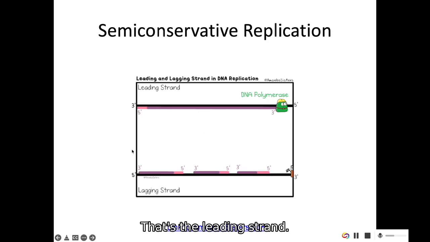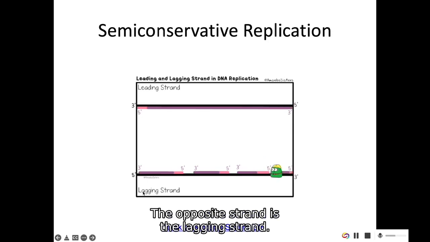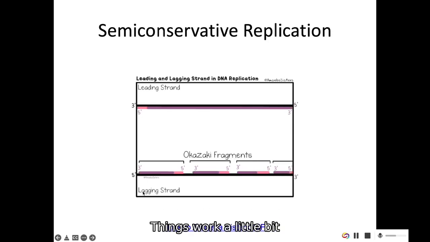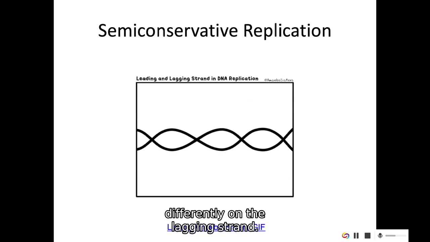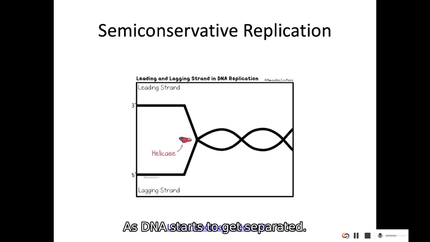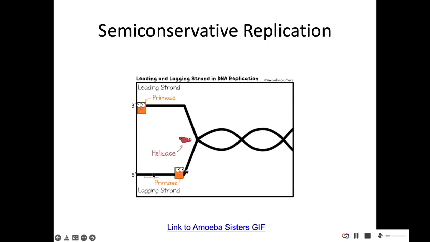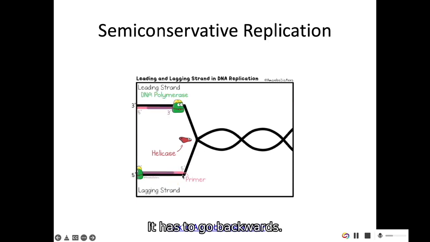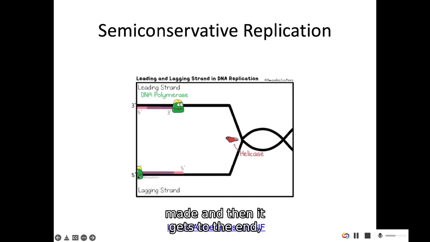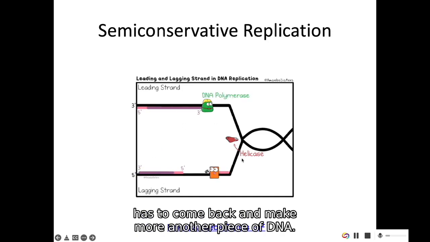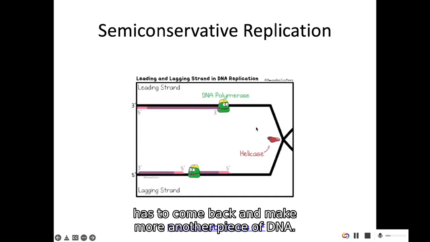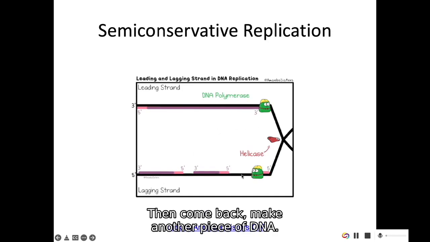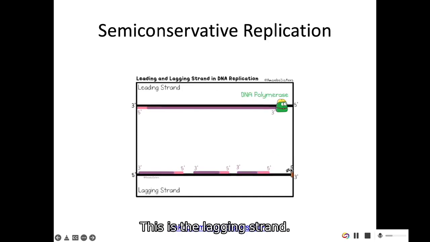That's the leading strand. The opposite strand is the lagging strand. Things work a little bit differently on the lagging strand. So as DNA starts to get separated, DNA can't copy itself in this direction. It has to go backwards. So you're going to have a backwards piece made, and then it gets to the end. So it has to come back and make another piece of DNA. Then come back and make another piece of DNA. This is the lagging strand.